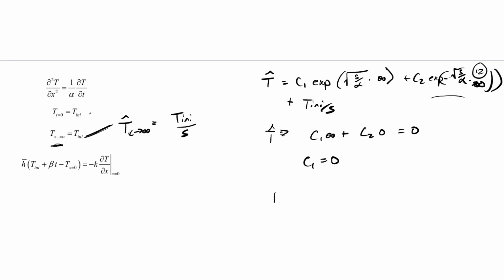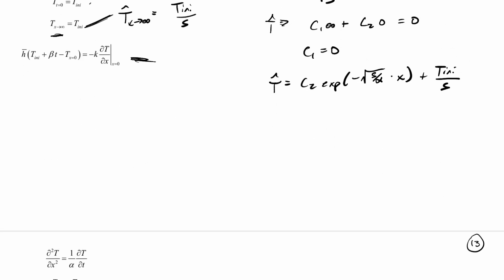Okay, then we're left with our solution T hat is equal to C2 exponential minus square root of s over alpha times x plus T initial over s. Okay, so now we have the second unknown coefficient. So we then need to do our second boundary condition here.